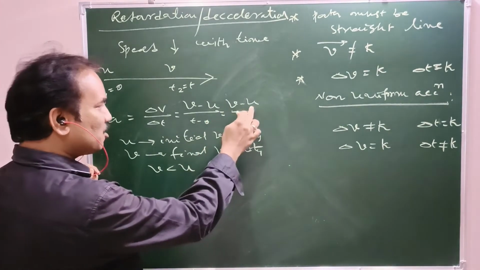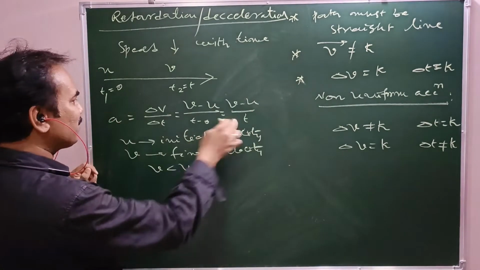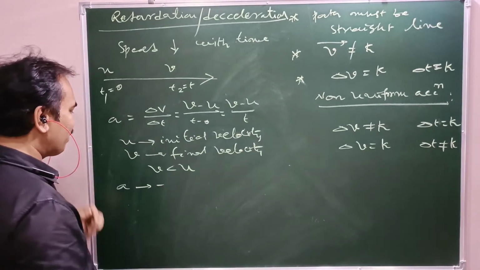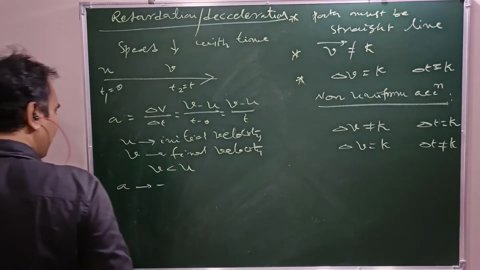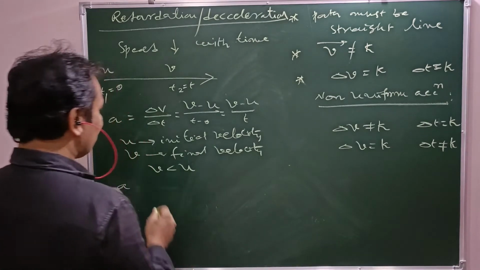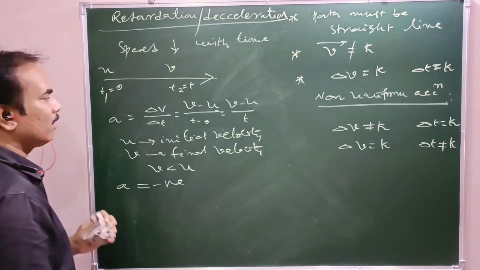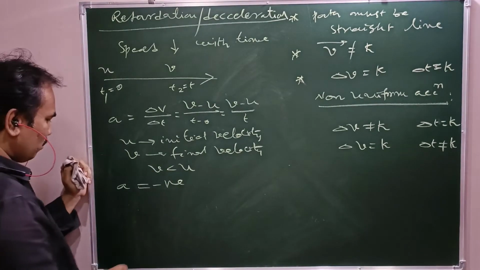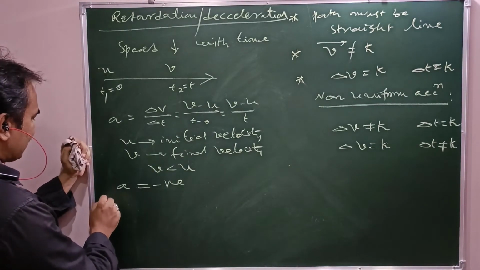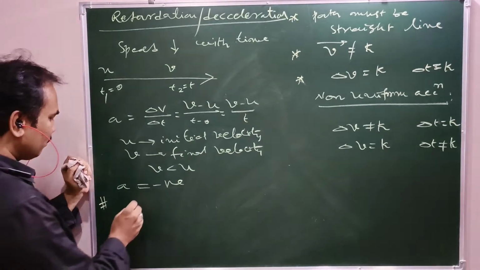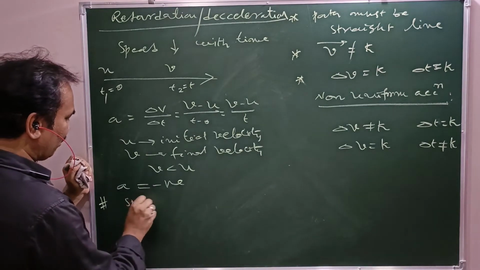As V is less than U, definitely A becomes negative. So A becomes negative. Right? A becomes negative.